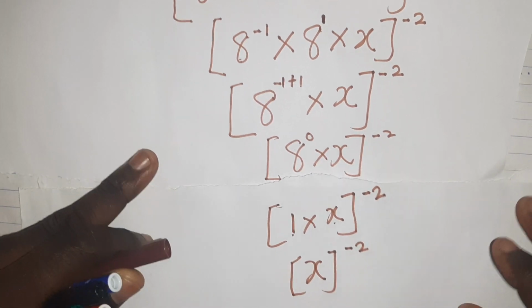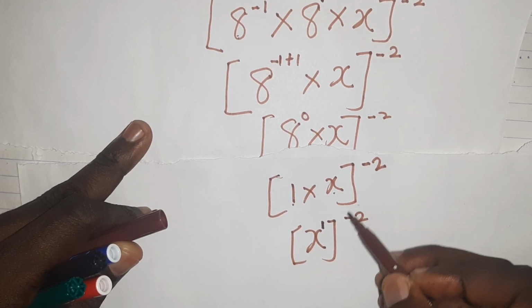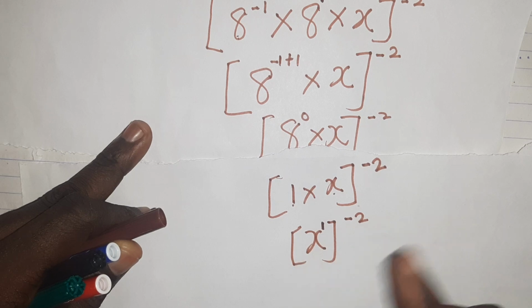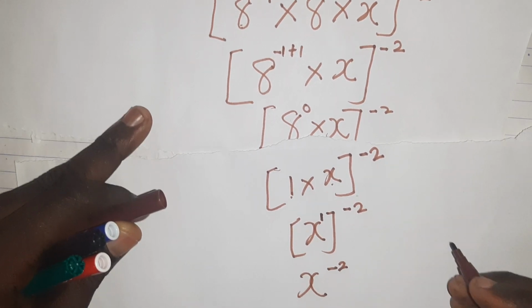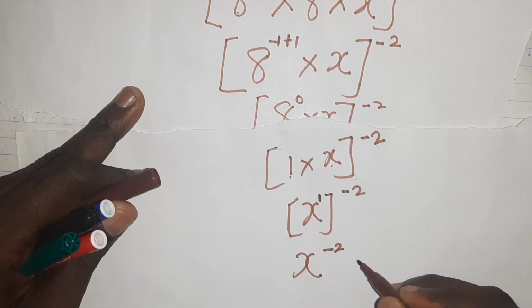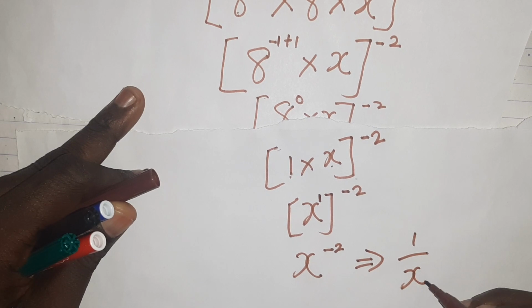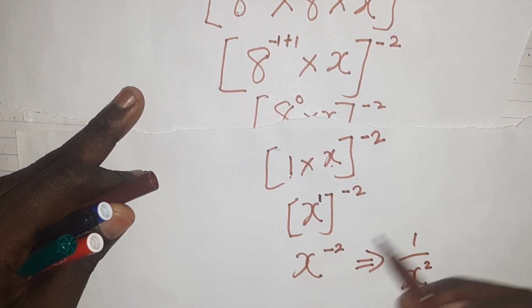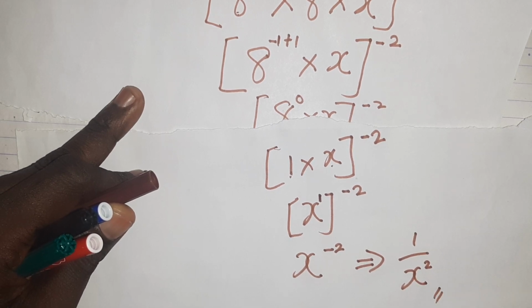And of course, to remove the brackets, the x has a power 1. You have to multiply the power outside and the 1 inside. So minus 2 times 1 is minus 2. Then the bracket goes away. I'm left with x to the power minus 2. And of course, we know that it can also be written as 1 over x raised to the power 2, following the law of indices. The minus sign here inverts the whole value itself to be 1 over x raised to the power 2. So that's it. Very simple.